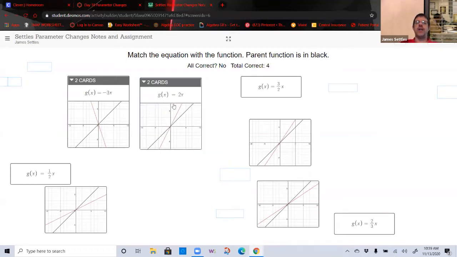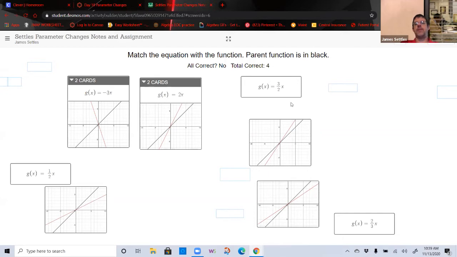If you did it right, it'll change the total correct to 4. If you did it wrong, then you can pull off that graph and switch it with the other one that's steeper. In the end, obviously, even if you keep picking the wrong ones, you can keep switching it out till you get it right. And it says 4 correct.